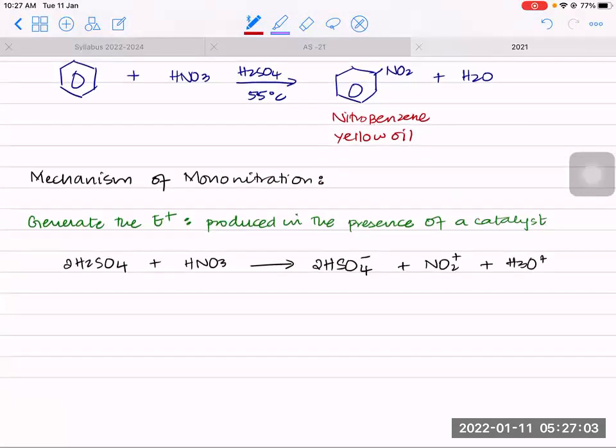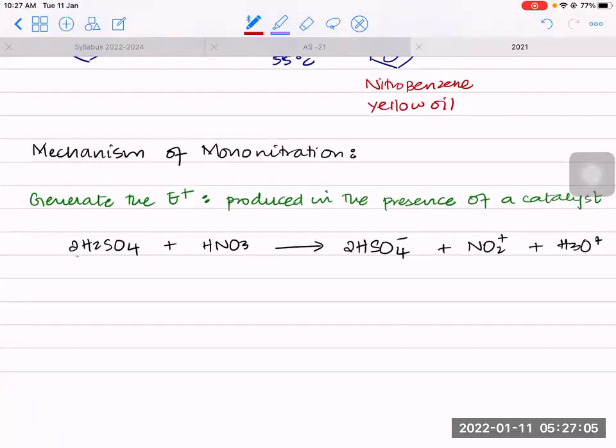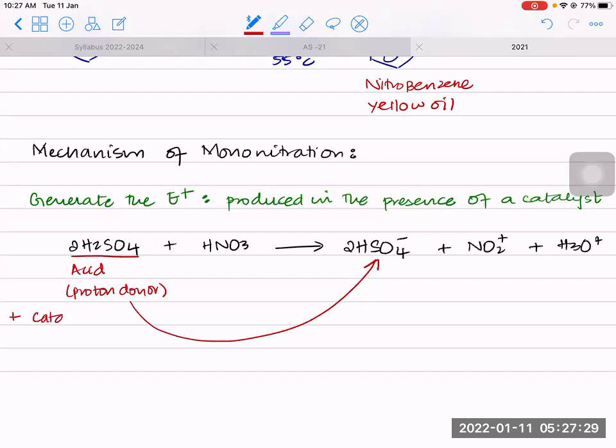If you see H2SO4, this is an acid, right? So it is a proton donor. And do you see it is donating its proton and becoming HSO4 minus? From H2SO4, it is becoming HSO4 minus. So this is a proton donor, which is an acid, and it is also the catalyst.